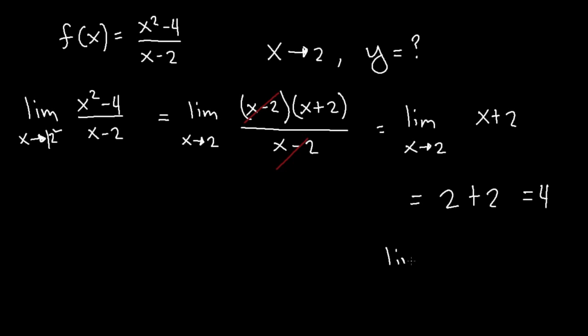Therefore, ang limit of x squared minus 4 over x minus 2 as x approaches to 2 is equals to 4. So, mao ni ang mga methods kung unsaon nimo pag-find sa limit.